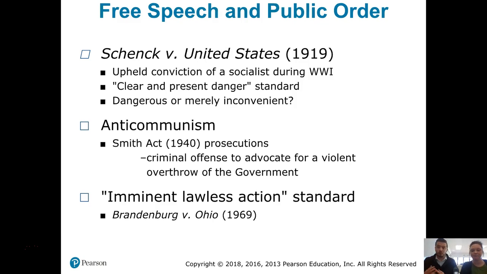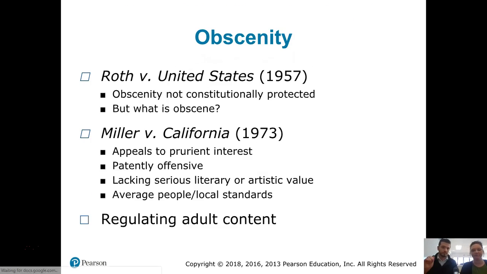Yeah. With your free speech, you can't really just talk about anything you want. You have to make sure that you're not going to cause riots. You have to be careful with that. Correct. Okay. So then we move to obscenity.